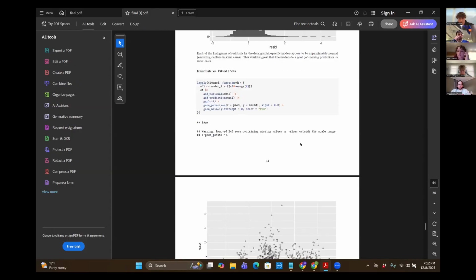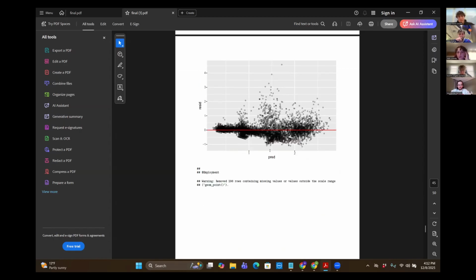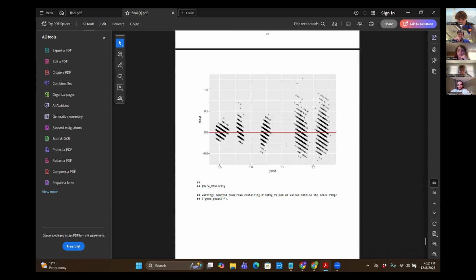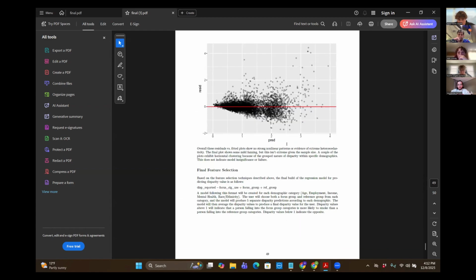Then I plotted the residual versus fitted plots. Obviously, this one looks good. There is a little bit of grouping, as you can see, horizontally across the demographics. However, this is because of the group nature of disparity within the specific demographic, so that's not necessarily a bad thing or an indication that the model is going to perform poorly.